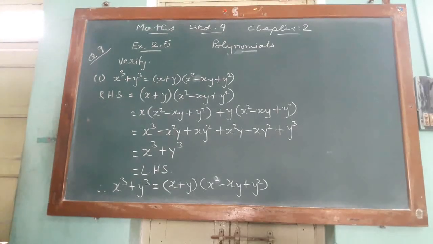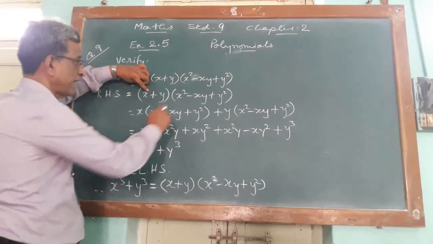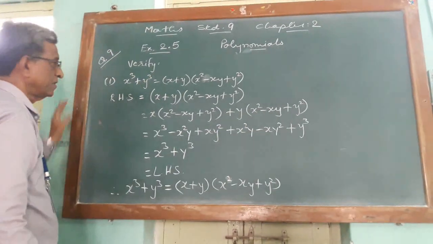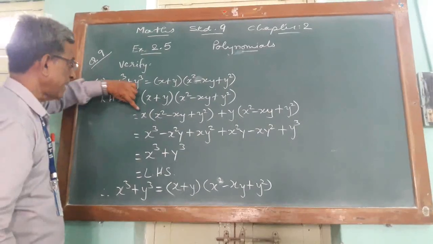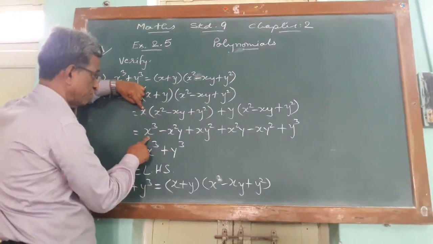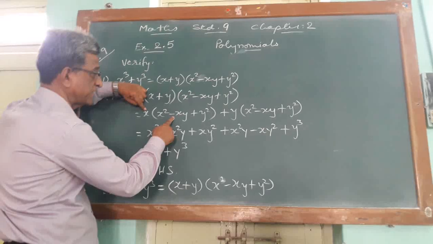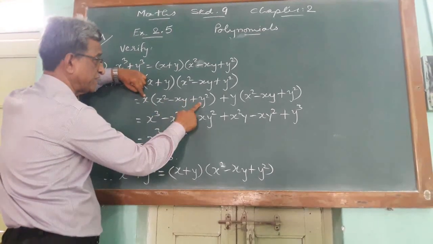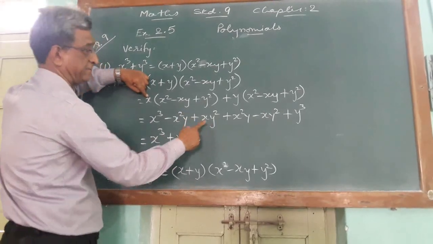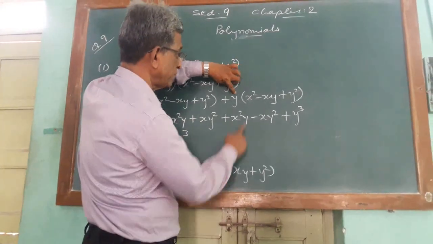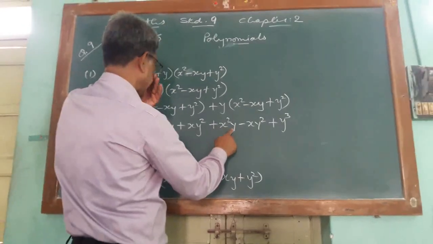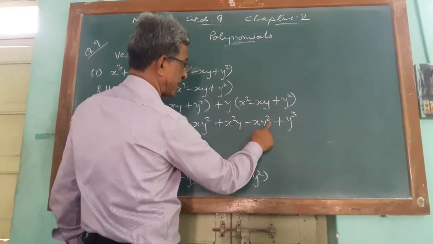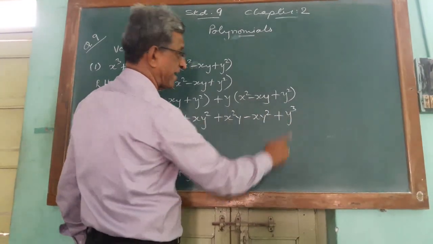You can do it orally also, or take x and the whole bracket, again take y and the whole bracket. Remove the bracket. X into x square gives you x cube. X into minus xy gives you minus x square y. X into y square gives you xy square. Plus y into x square, that is x square y. Y into minus xy gives you minus xy square. Y into y square gives y cube.